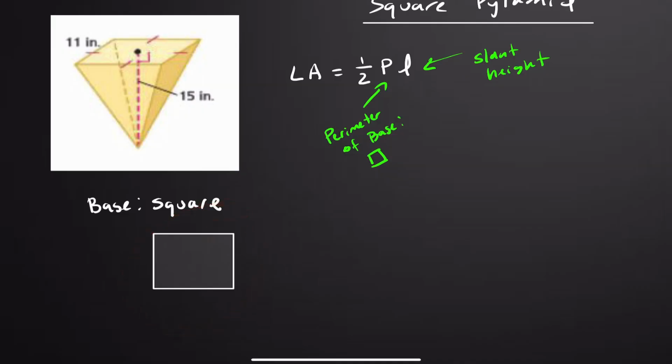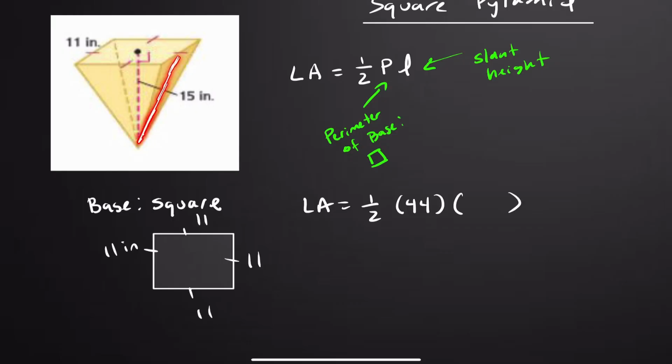So as we can see over here, all the sides are congruent to each other, and we know that one of the side lengths of that square is 11 inches. If that side is 11, everything else is 11. So the perimeter of the base is 44. And then we're going to multiply that by our slant height, which we don't know yet. Again, this is our slant height.